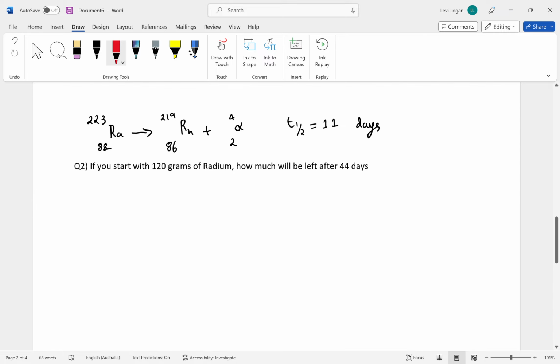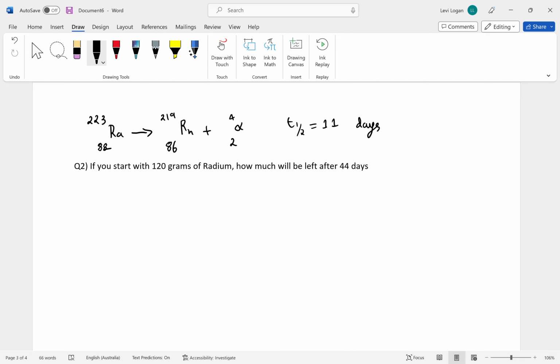Alright, next question is exactly the same as the first question. So if you didn't get the first question right, feel free to have a go at this one now that I'm showing you how to do it. So if you start with 120 grams of radium, how much will be left after 44 days? Now notice I haven't included the half-life in the sentence here, but I've included it here. Okay, so feel free to pause the video and have a go.